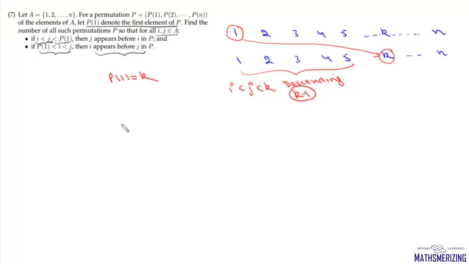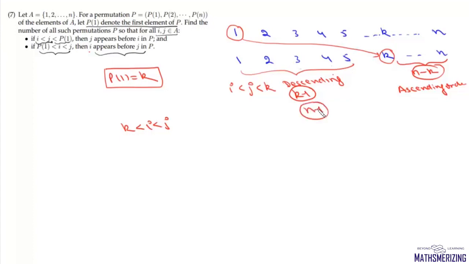Now when k is less than i is less than j, that is for all the numbers which are greater than k, which actually are n minus k numbers, i appears before j in P. So that means these numbers have to be arranged in ascending order. So now the problem is, if P1 is equal to k, then in how many ways can we arrange these n minus 1 numbers so that these k minus 1 numbers are in descending order, and these n minus k numbers are in ascending order.